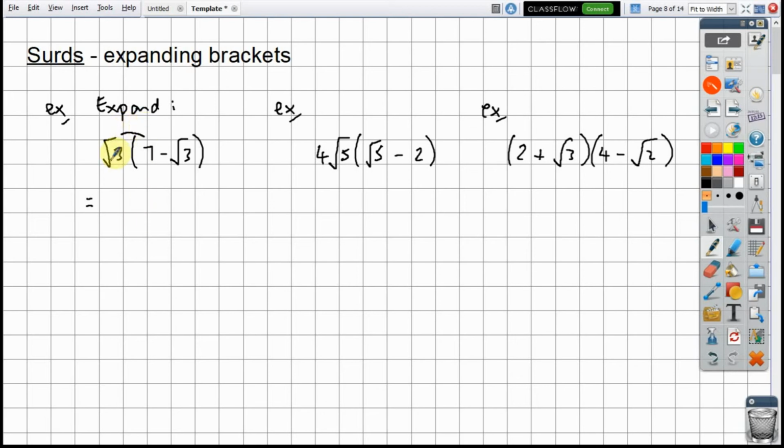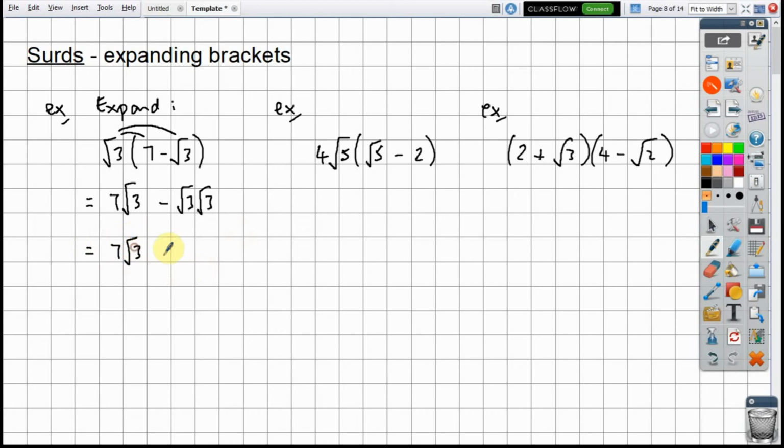And so we have root 3 times 7, better written as 7 root 3. We also have root 3 times root 3, or more precisely, positive root 3 multiplied by negative root 3. Positive times negative makes a negative. Root 3 times root 3, for the moment, I will just write like that. So we've expanded the bracket. Now we need to tidy it up a little.